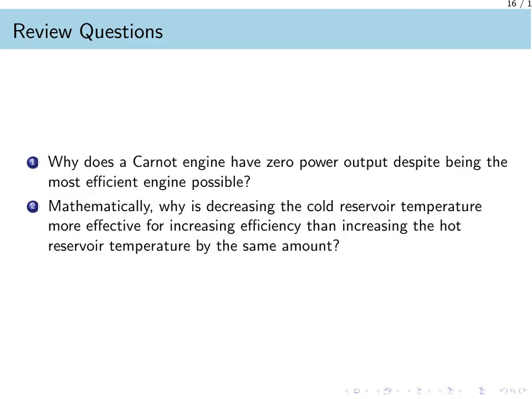First, why does a Carnot engine have zero power output even though it is the most efficient engine possible? Think about the time required for reversible processes. Second, can you explain mathematically why decreasing the cold reservoir temperature increases efficiency more effectively than increasing the hot reservoir temperature by the same amount? Reflect on the fractional changes we observed in our steam engine example.